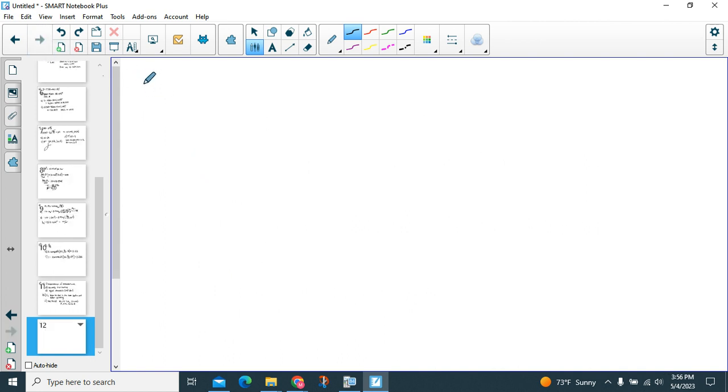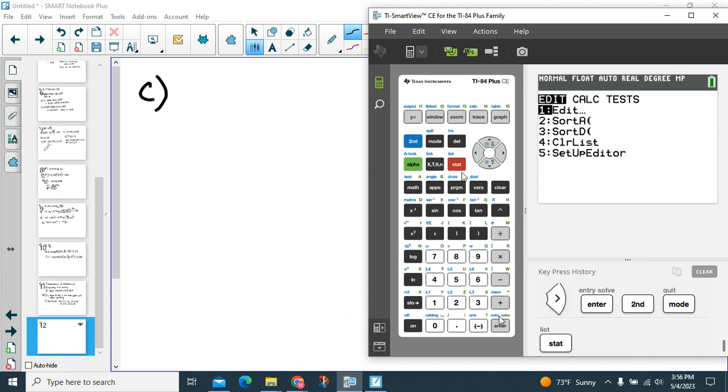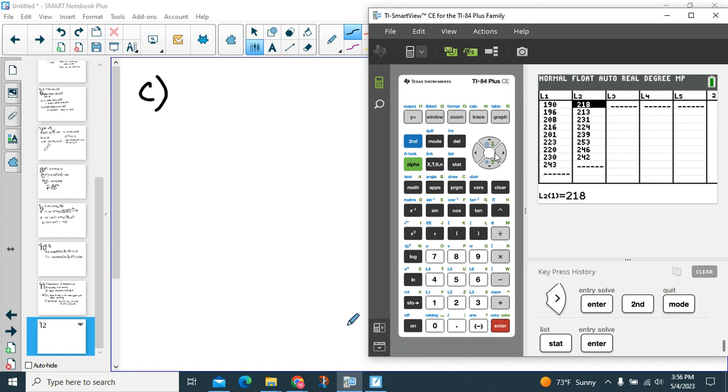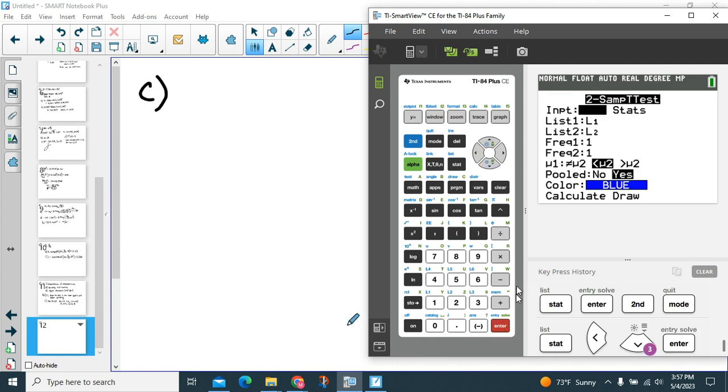All right, C. Perform a t-test, writing down the p-value for the test. So what we have to do here first is go to our lists and enter the data. I already have all of the data in here. So here's all of my tee shots before coaching, and here's all of the tee shots after coaching. So then we just go to our stat and tests menu. We go down to a 2-sample t-test.